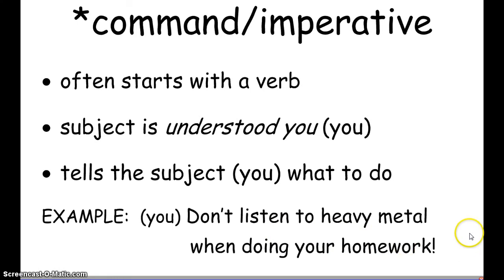You know why, right? Because it can be a little distracting. You should always listen to classical music when you're doing your homework. And I'm sure that when you guys listen to your headphones in class, that's exactly what you're listening to. Okay, so a command starts with a verb, starts with the action. Don't listen to heavy metal music. And we show that when we're labeling our sentences by putting that set of parentheses in front of it to show that we understand that you are the subject.